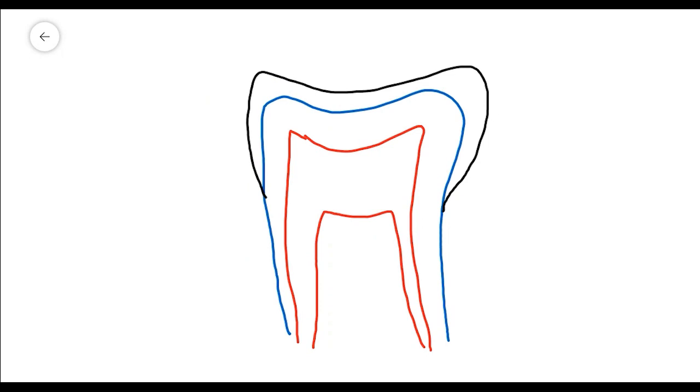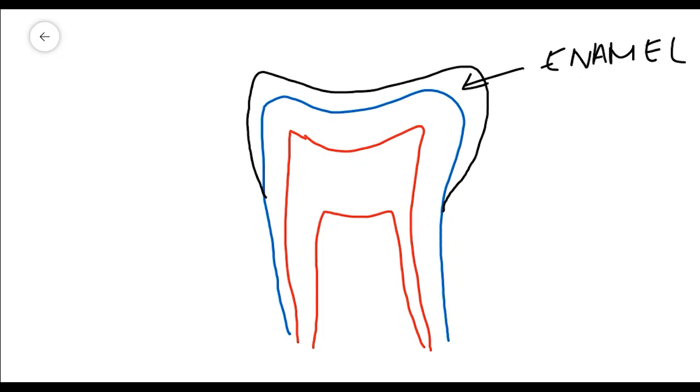Okay, now talking about the structures that are present in the tooth, basically there are three structures. The outermost layer that you can see here with the black is known as enamel. Enamel is the outermost layer of a tooth. Now note, enamel only covers the crown portion of the tooth. There is no enamel in the root part of the tooth.